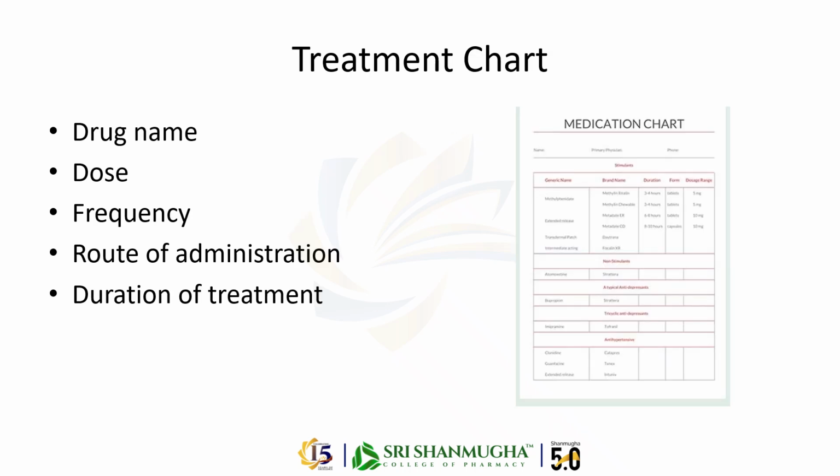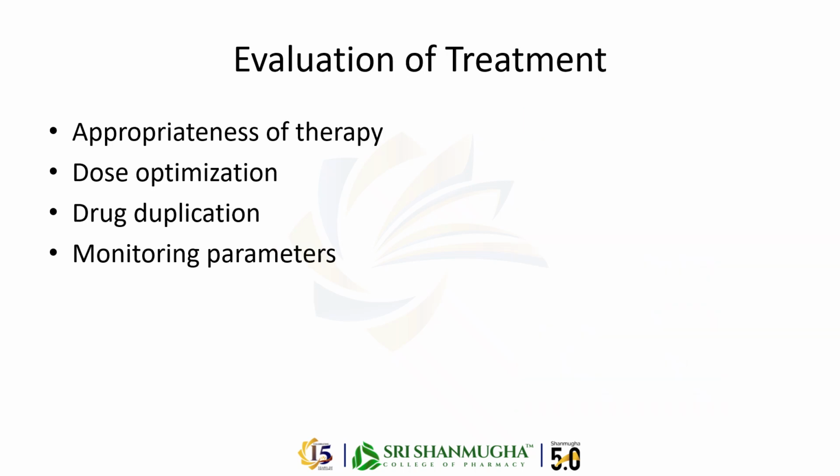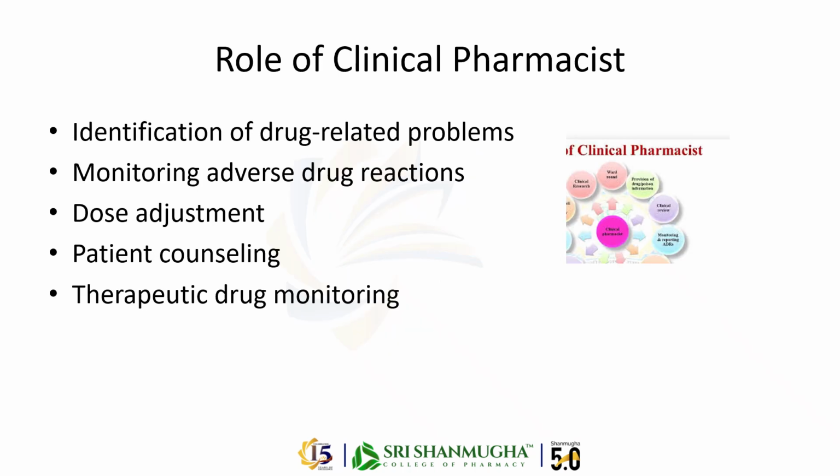Next is the treatment chart. Here the drug name, dose, frequency, route of administration and duration of treatment are noted. Next, evaluation of treatment: appropriateness of therapy, dose optimization, drug duplication, and monitoring parameters. Here is the role of the clinical pharmacist: to identify drug-related problems and adverse drug reactions, dose adjustment, patient counseling and therapeutic drug monitoring.